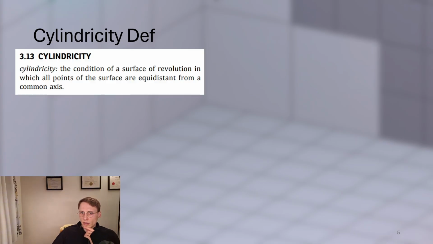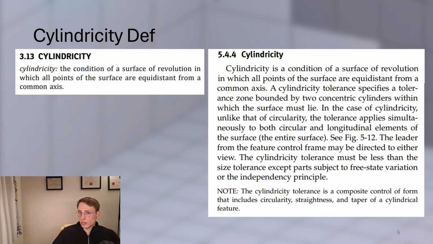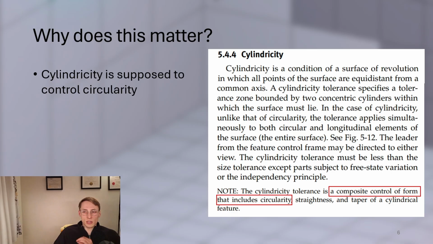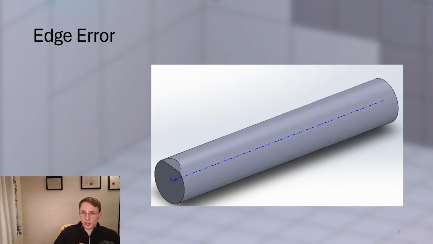And let's look at the cylindricity definition. So cylindricity is a condition where you have all the points equidistant from a common axis. But a common axis does not necessarily mean the unrelated actual mating envelope. So why does this matter? Well, on this note below here, it says that cylindricity is a composite control of form that includes circularity. So cylindricity is supposed to control circularity.